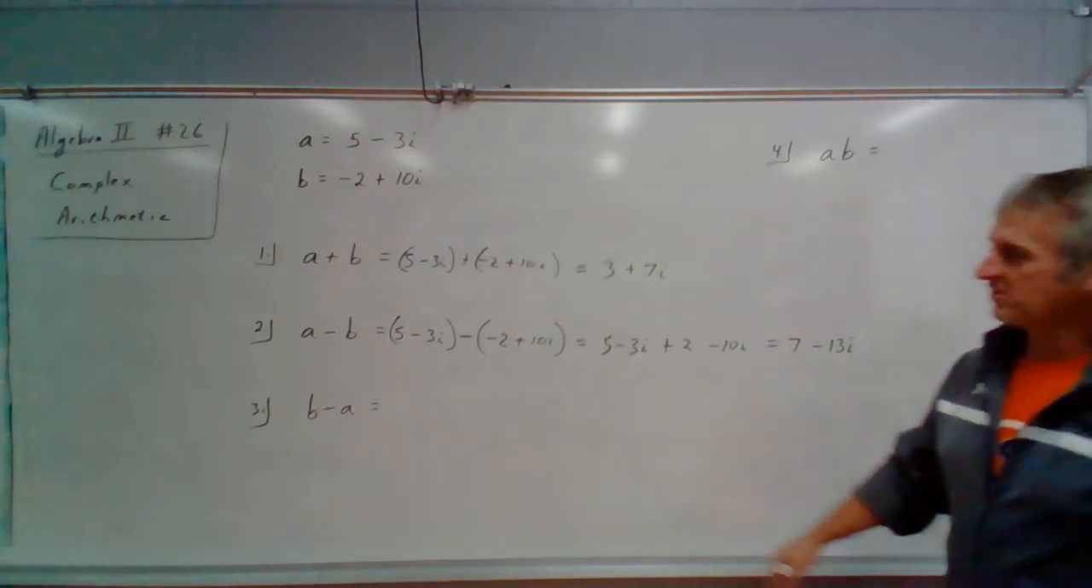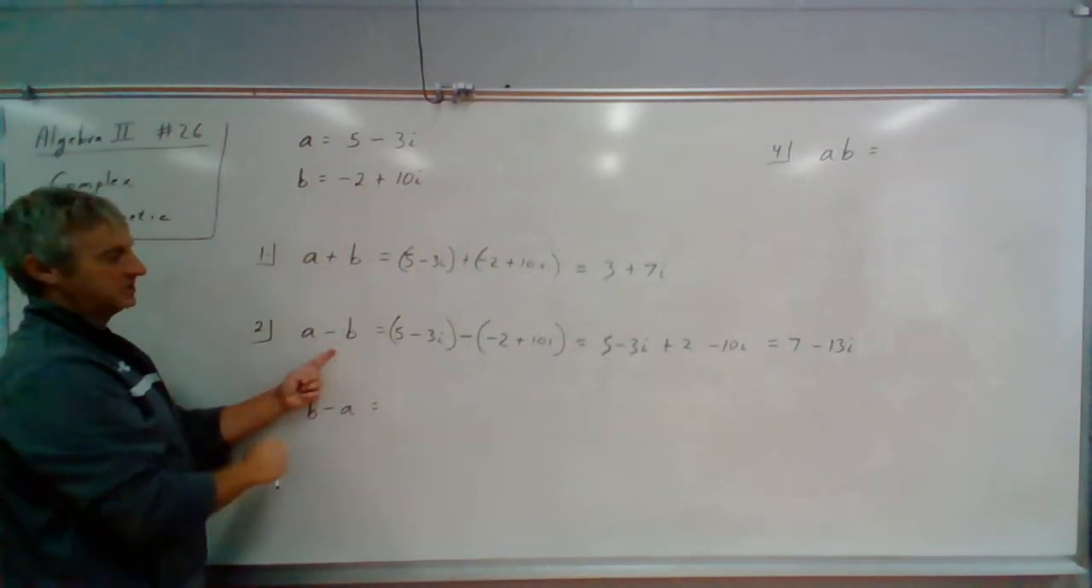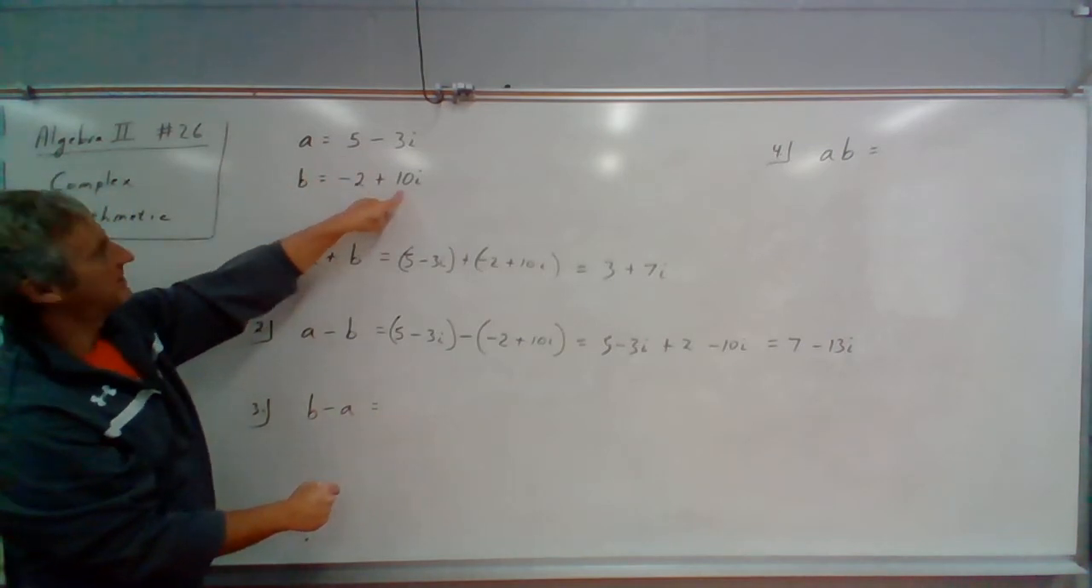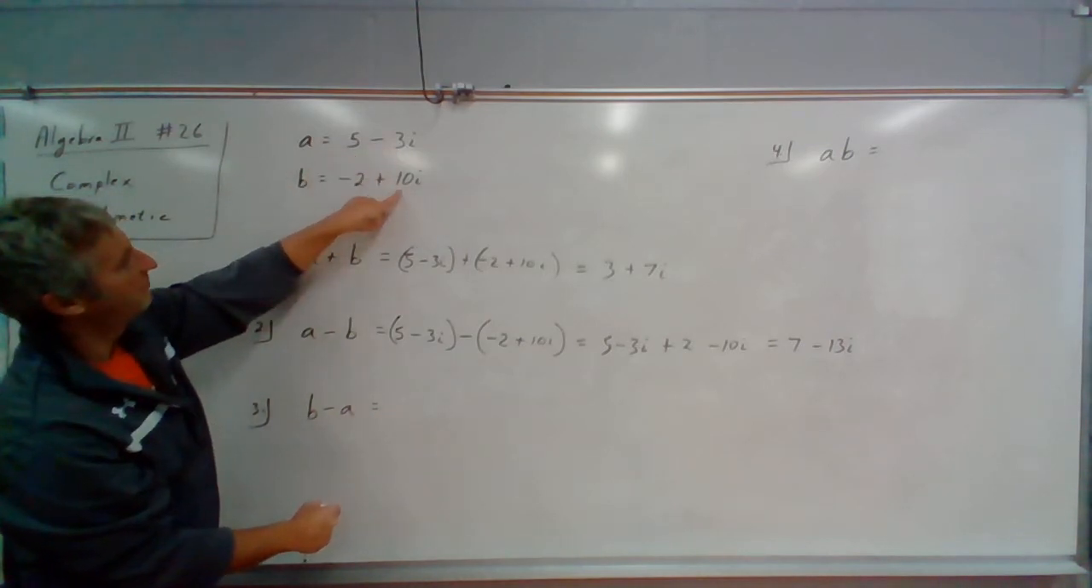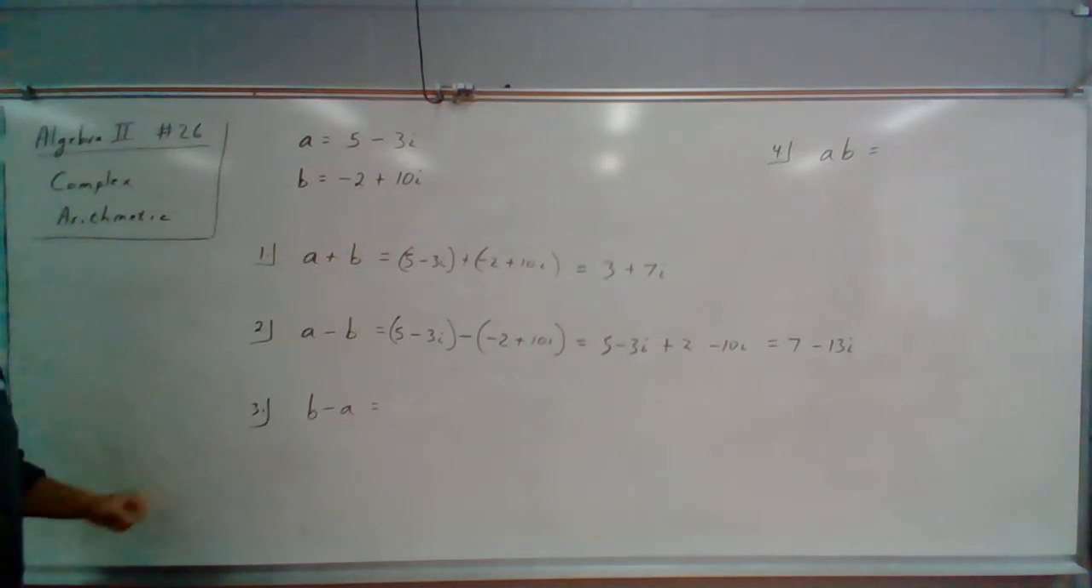So you have to remember that when you subtract, you have to subtract the entire thing, all of it, so it'll change those two signs. So that'll be plus 2, 5 plus 2 is 7, that'll be minus 10, negative 3 minus 10 is negative 13. All right, let's do B minus A.